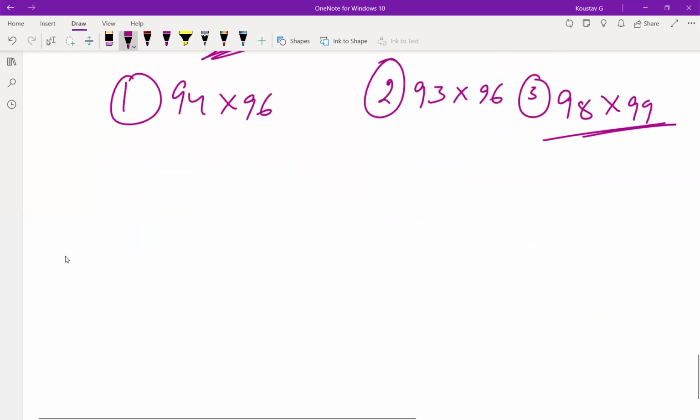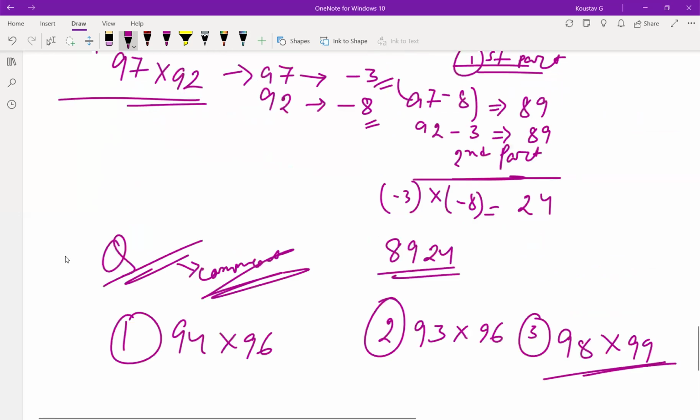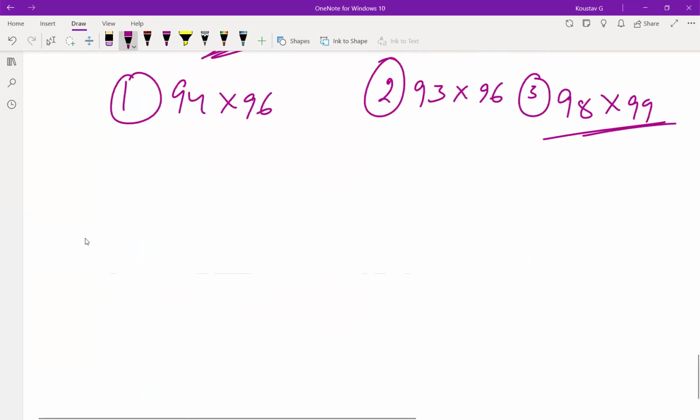Another one I will tell you, this is number 8, which is our today's last approach. Here I have told you about numbers less than 100. Now I am going to tell you about numbers greater than 100. Suppose both the numbers are greater than 100 and the base is 100.